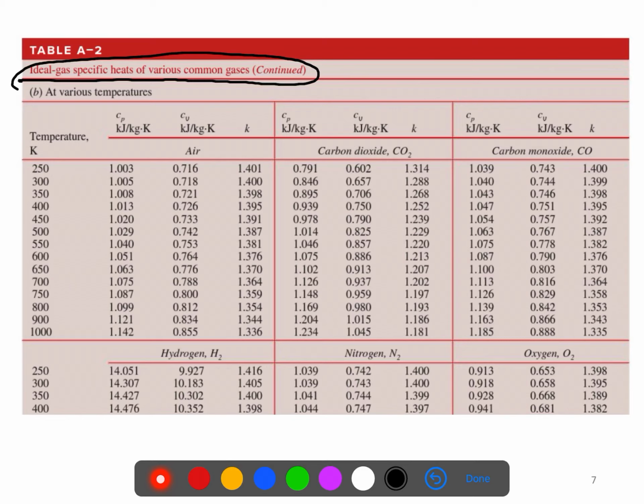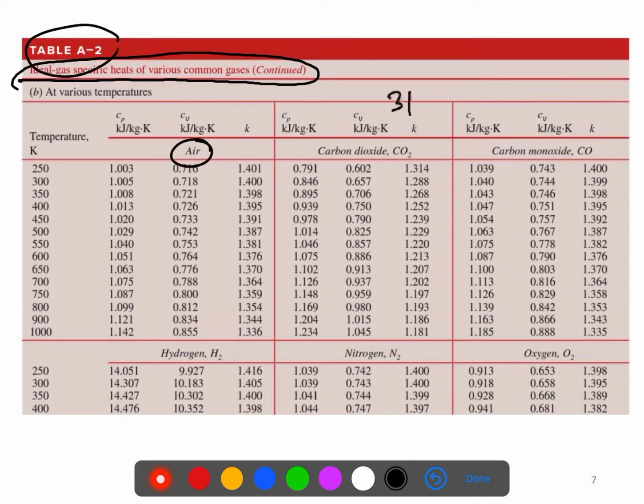So the first, so this is B. Okay, this is for air. So here we need to use the specific heats, and for ideal gas specific heats, the table is table A2. So we are going to use table A2. You can remember what is the average temperature.